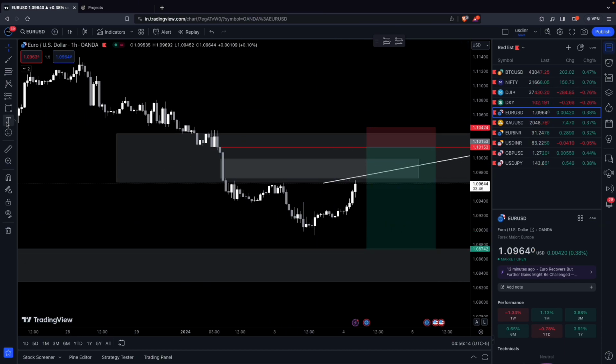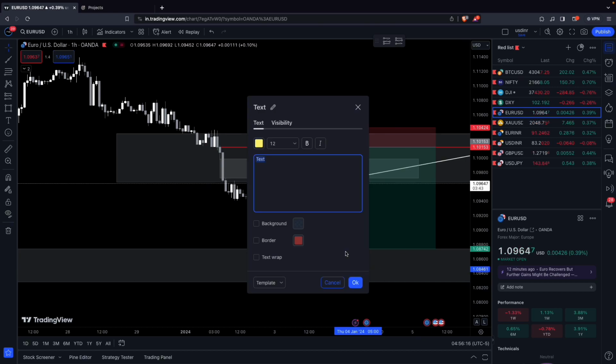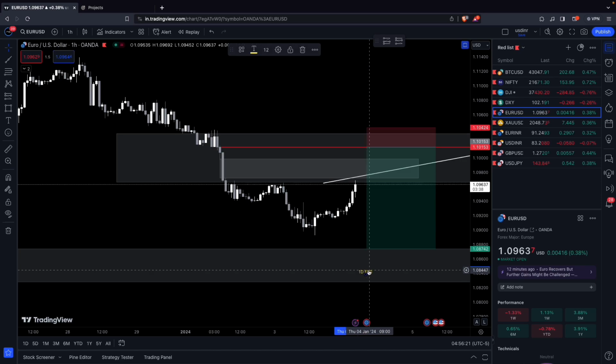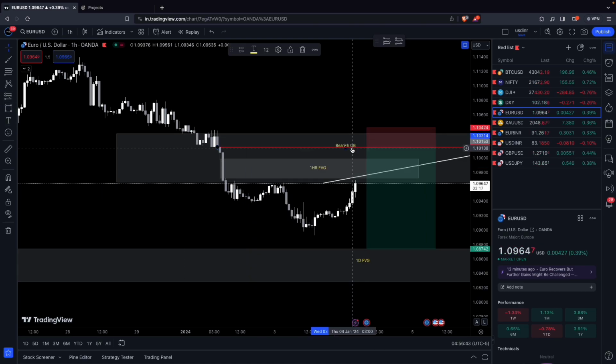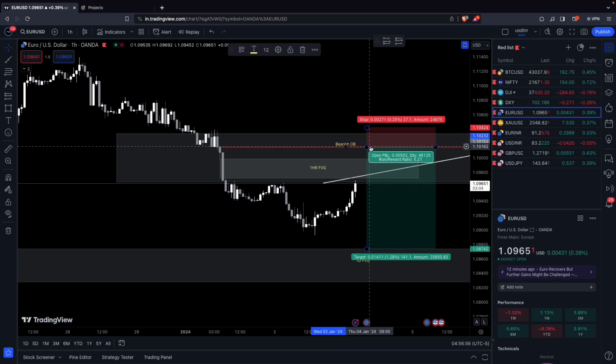I think I should mark this, otherwise it might just get a bit confusing. 1 day FVG, right? So this is the daily fair value gap, this is the hourly fair value gap, and this is the bearish order block. So we can mark this too, right? So we have everything marked out now, and now we just have to wait and watch how the price is going to play out. I'm not going to take any shorts in this fair value gap for now because the risk to reward is not matching. But if the price goes into the bearish order block, then I might think of shorting.